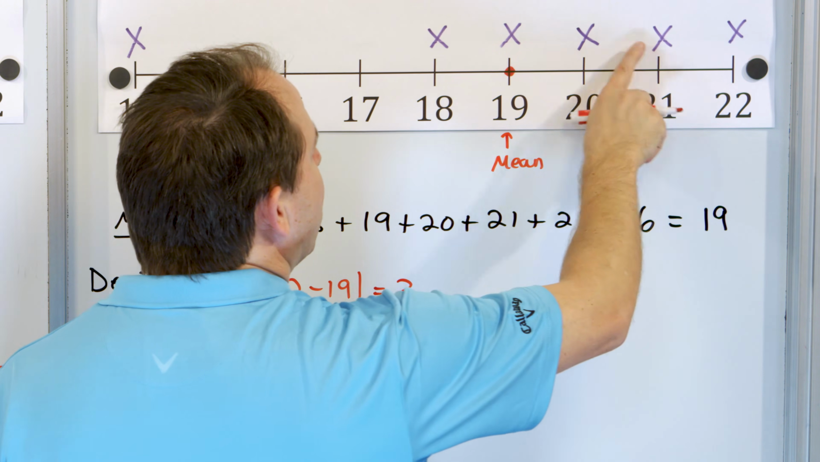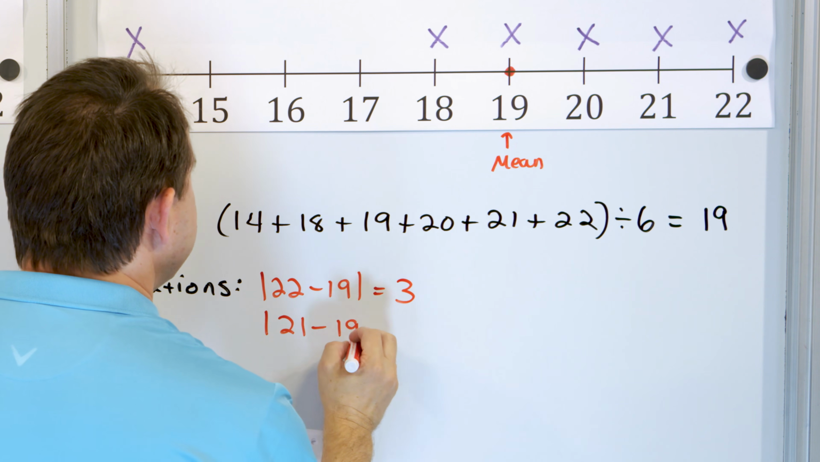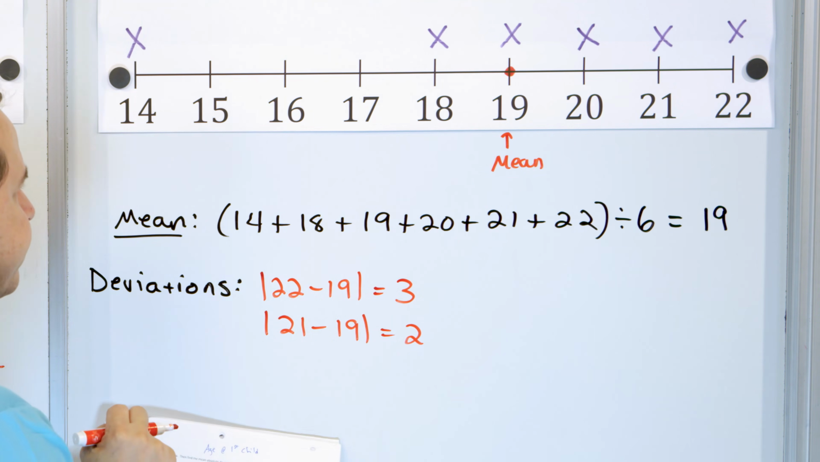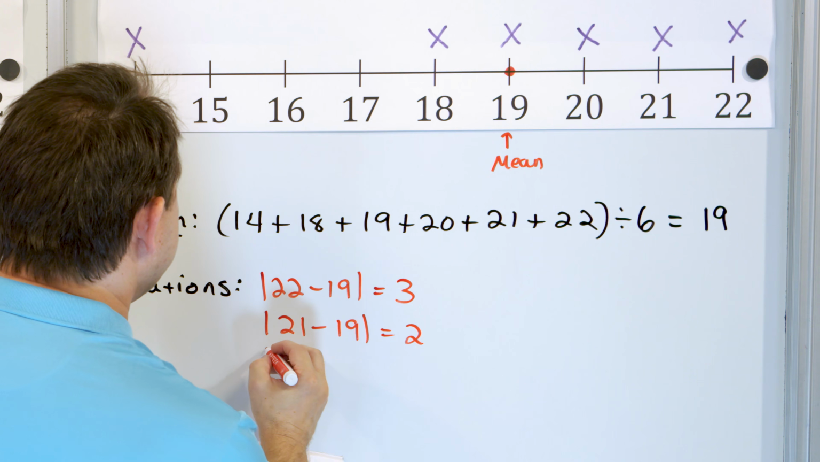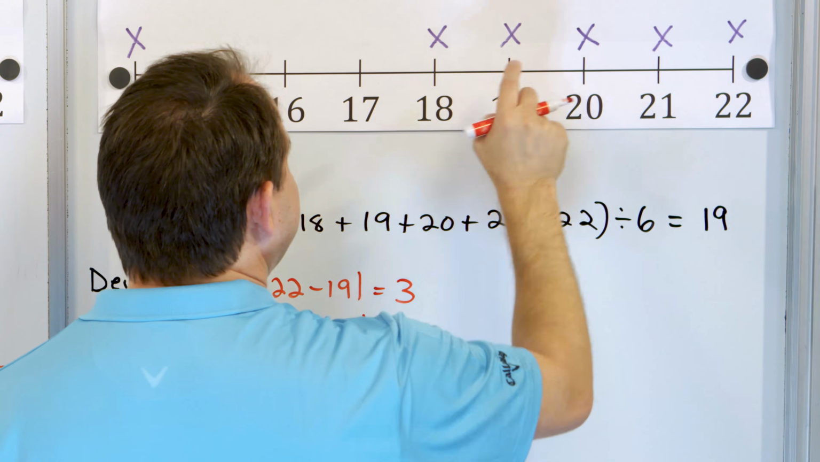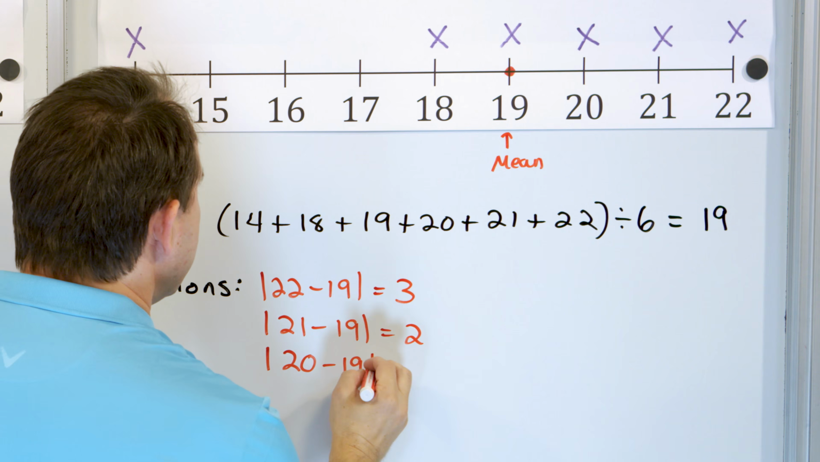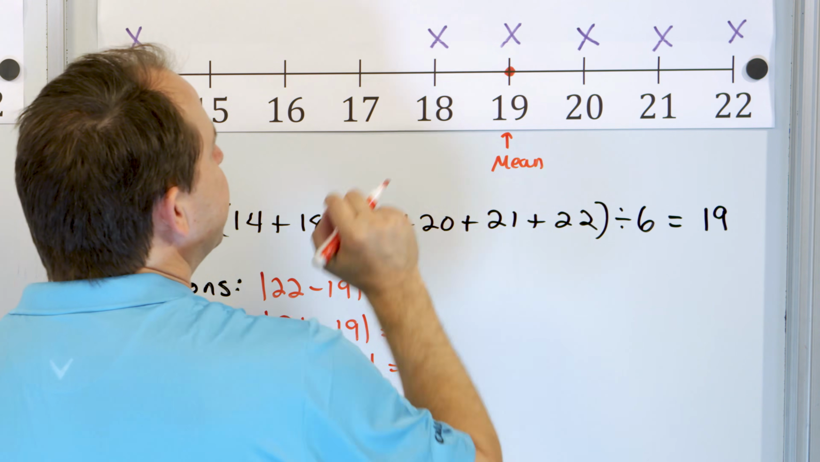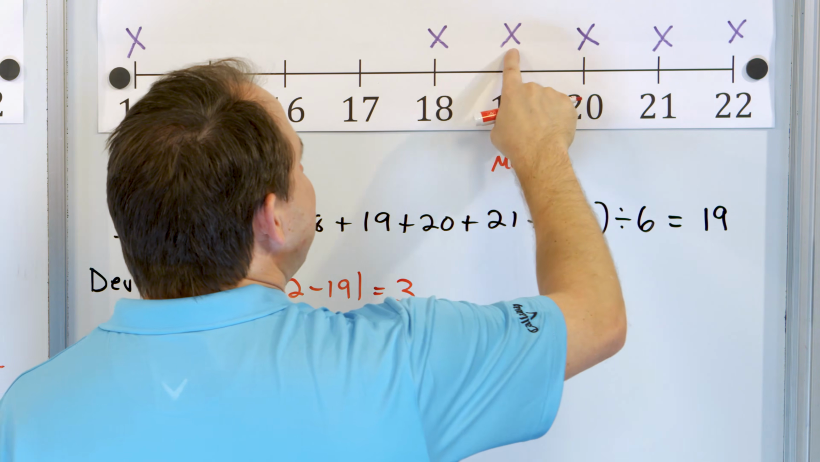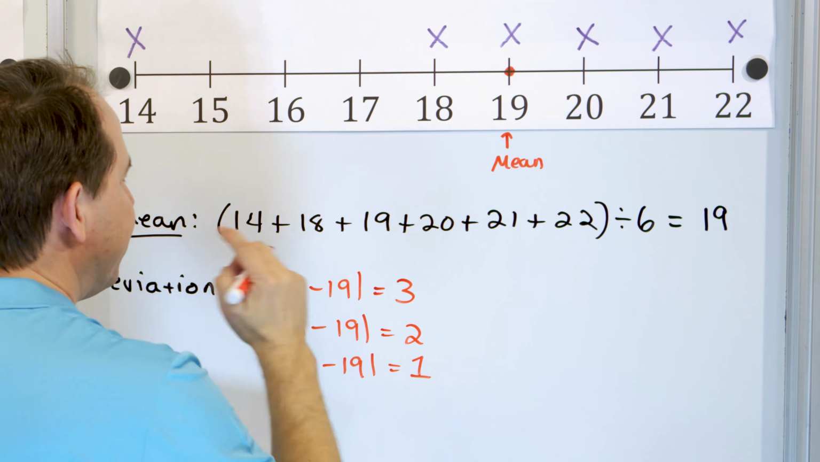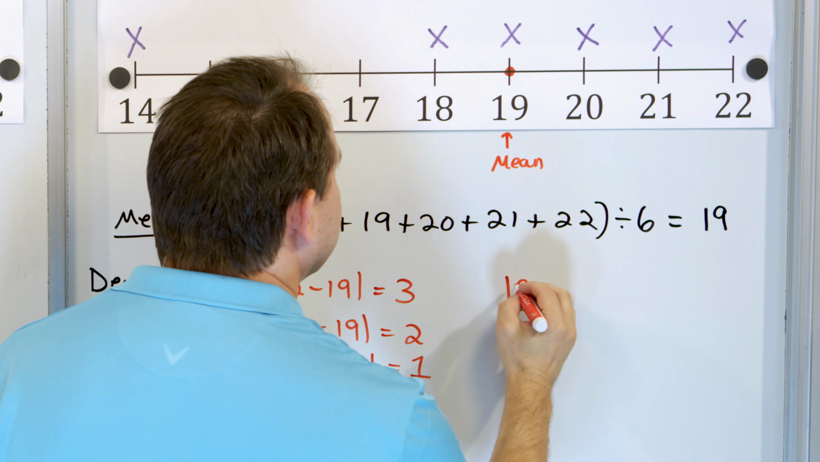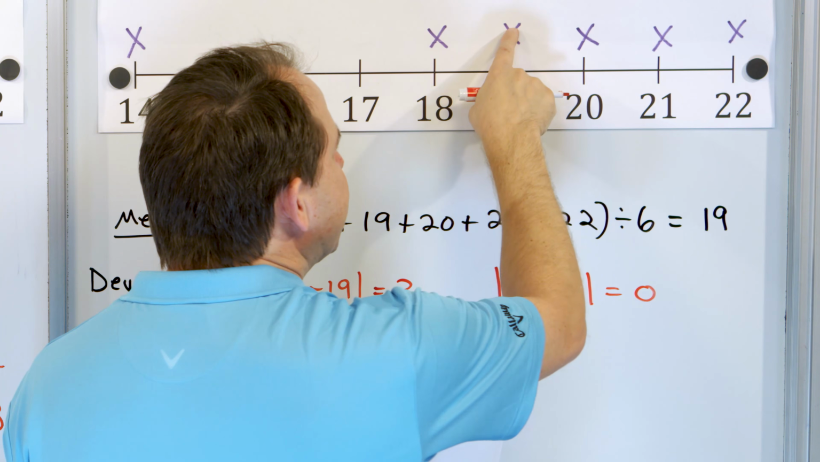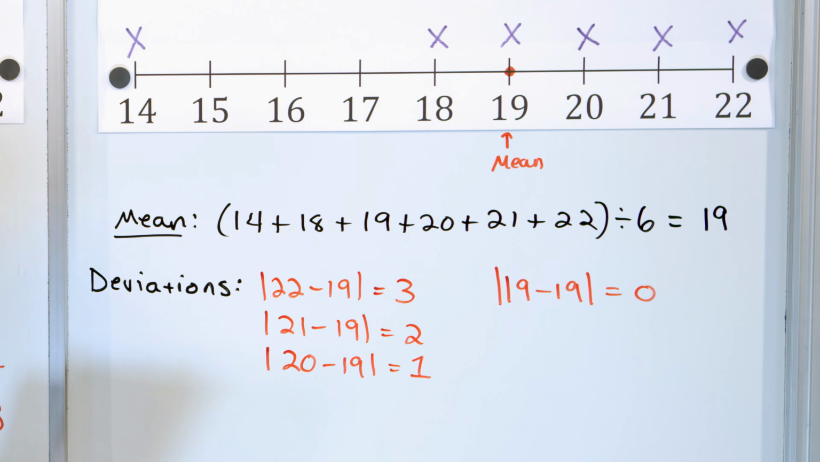Okay? Next point, 21 minus 19. That's going to be 2. We have a 2 here, but then the absolute value of 2 is just 2. All right? Next we have 20. So we have 20 minus 19. We get a difference of 1, and we take the absolute value, and we get a 1. So this is just telling me how far away each of these points are from 19, right? Now we do have a data point exactly at 19. So we have to include that one too. So we're going to take 19 minus 19, and we get 0. That makes sense because the deviation of this point from the mean is nothing. It's on top of the mean itself, so it's 0.